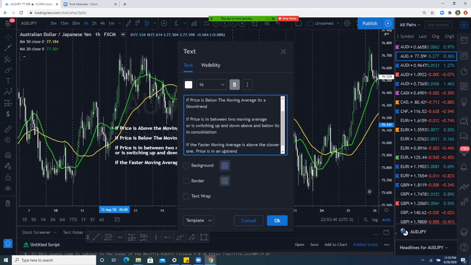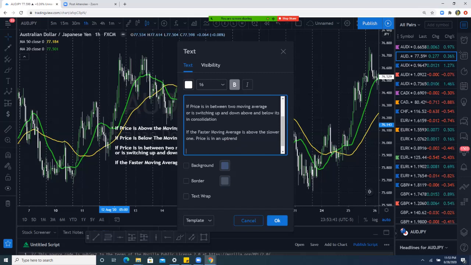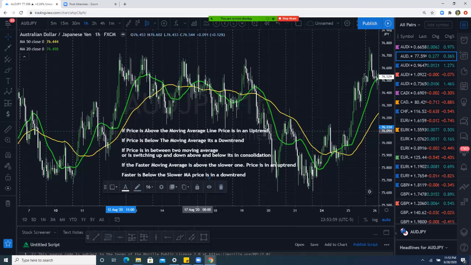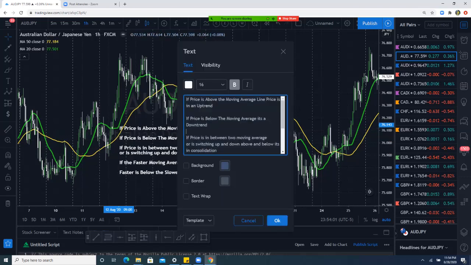And then if the faster is below the slower moving average, price is in a downtrend. So that's when you're using more than one moving average at a time. That's another rule that you can use.